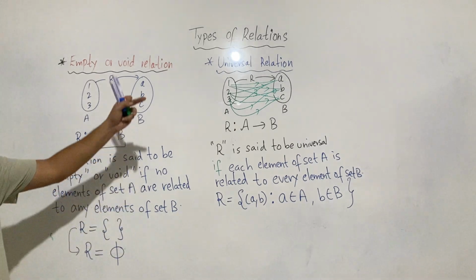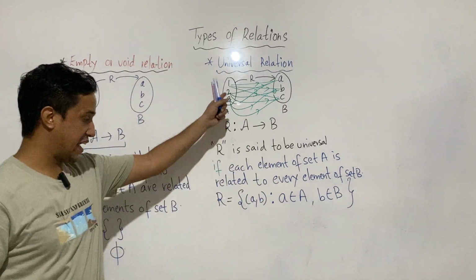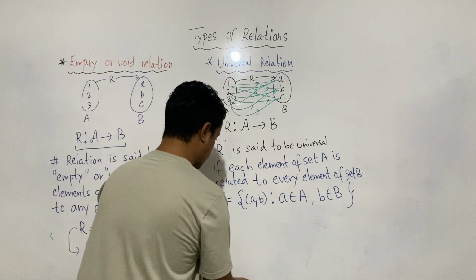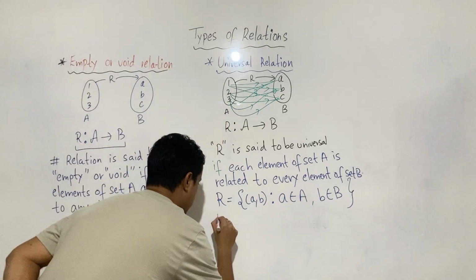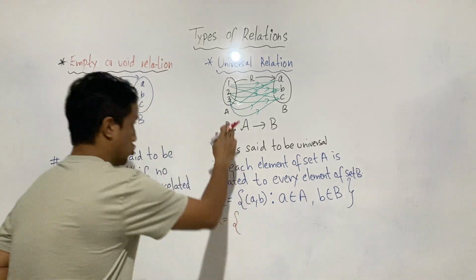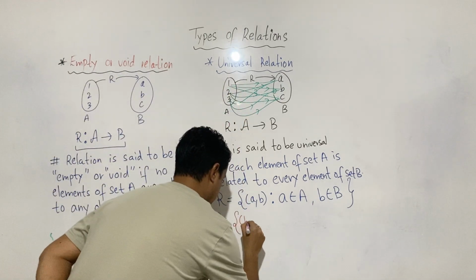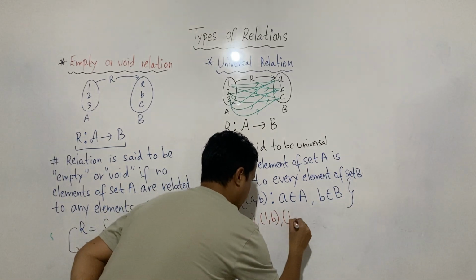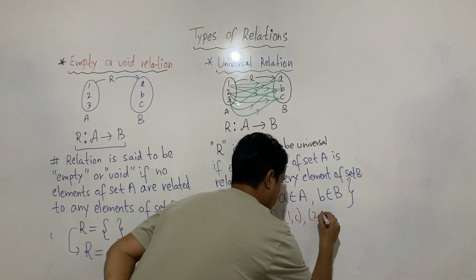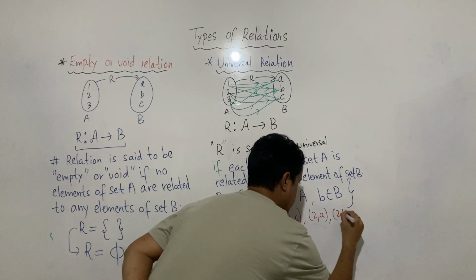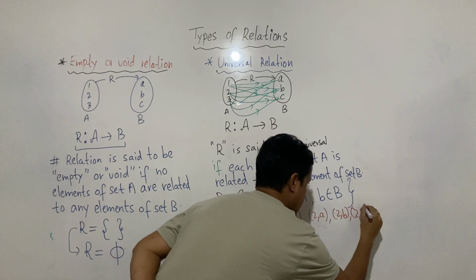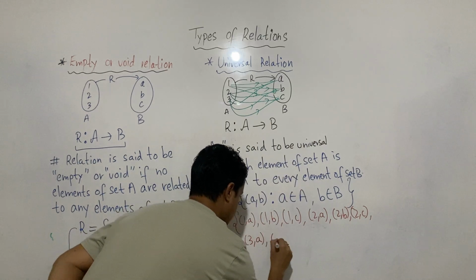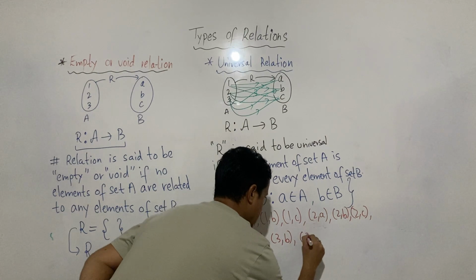Now, if that happens, from here I can say that R is going to be 1A, 1B, 1C, 2A, 2B, 2C, 3A, 3B, 3C.